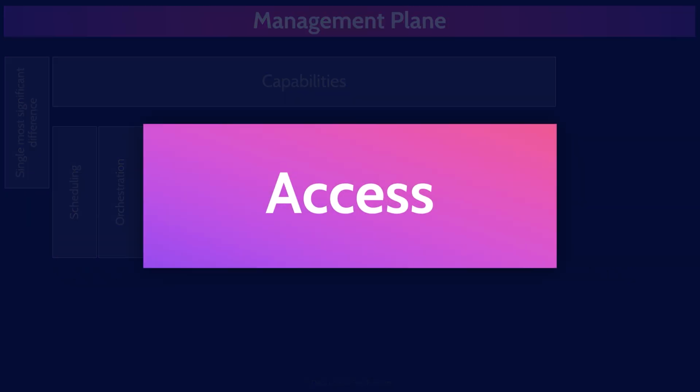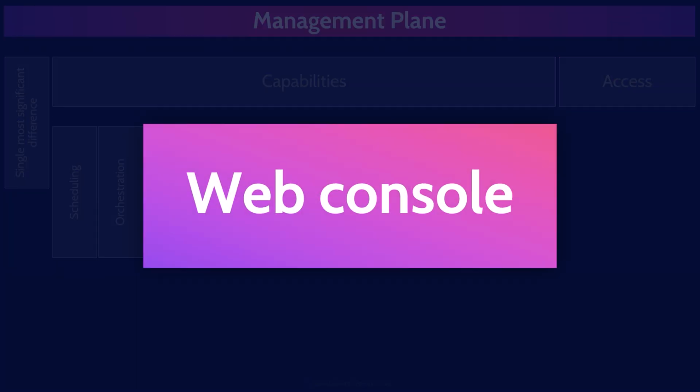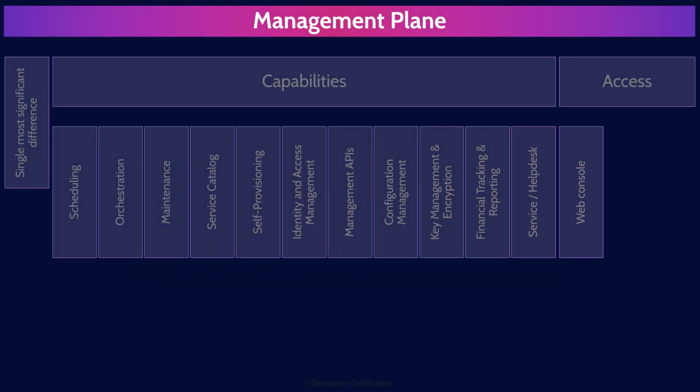Let's now move on to look at how you can access the management plane. One of the major ways that customers will interact with the management plane is through a web console, a graphical user interface that provides a user-friendly way to interact with the management plane via a web browser. Examples you may be familiar with are the AWS Management Console, the Azure Portal, or Google Cloud Console. These are all examples of web consoles.